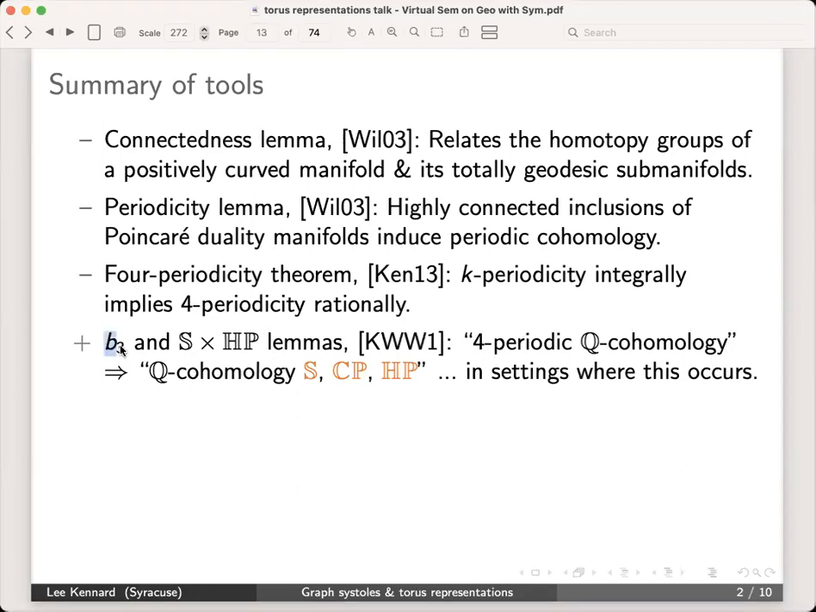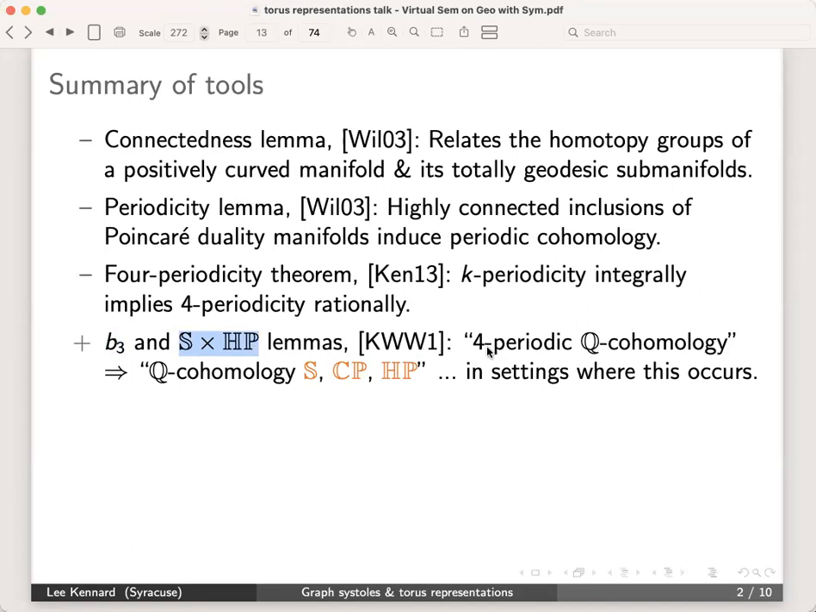One of them is that the third Betti number vanishes. This is a non-trivial computation. And second of all, that you don't get things like sphere times HP. So for example, S2 times HP has 4 periodic rational cohomology. We don't expect that to be on the list of positively curved manifolds. So the lemma is, I call it the S times HP lemma. It's showing that it's not that.